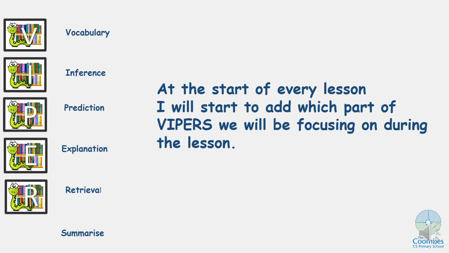So, V is for vocabulary. I, inference. P, prediction. E, explanation. R, retrieval. And S, summarize. Can you remember this from previous lessons that you have done?